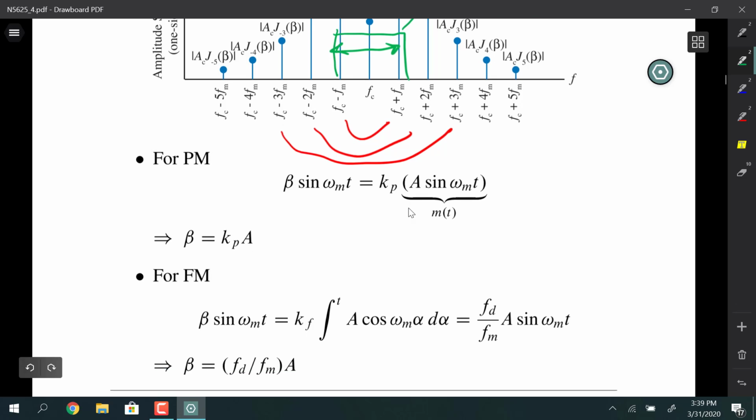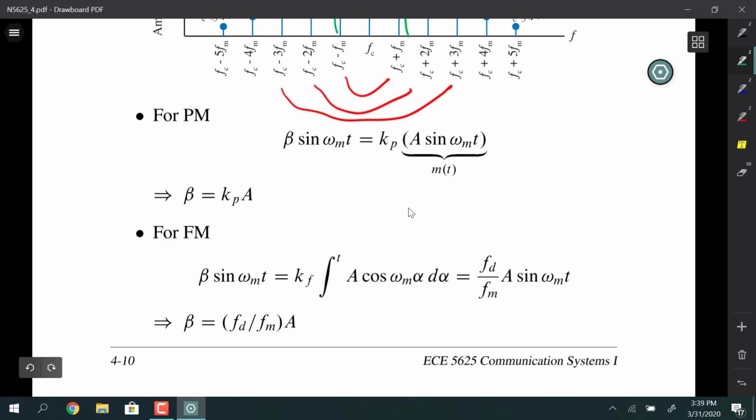If we were looking at this as a phase modulated carrier with a sinusoid, beta is Kp times A, whereas if we were looking at it as frequency modulation, then in the phase domain, it's Fd over Fm times A, so beta is a combination of the deviation constant for the FM modulator, the modulation frequency, and A. So those three together form beta.